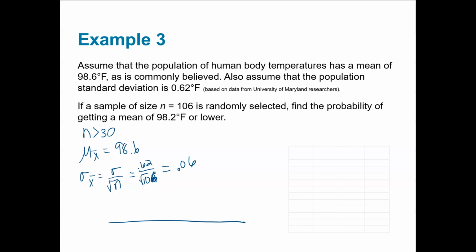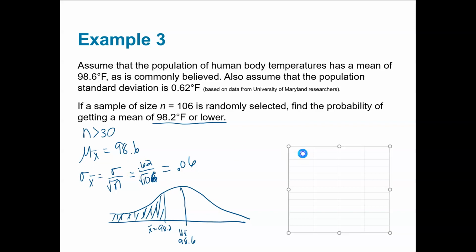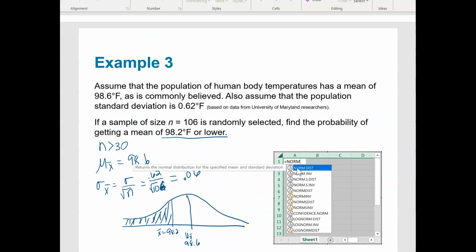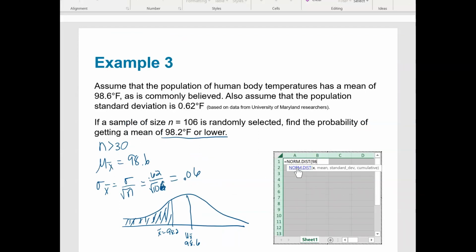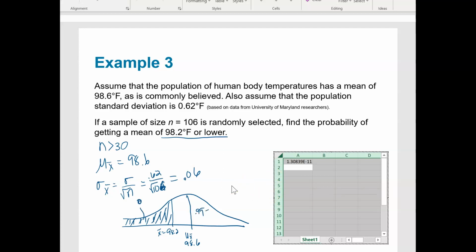So essentially what we're trying to find out here, we've got our mean of 98.6, and we want to find the probability of getting a mean of 98.2, so it seems like it'd be right there maybe, or lower. Remember, we're not finding the single value, we're finding the value of the mean. So let's use Excel. We're looking for the probability. We have 98.2, our mean of 98.6, our standard deviation of 0.06, and we get essentially 0 again. This value is 0, so this is 0.999999.